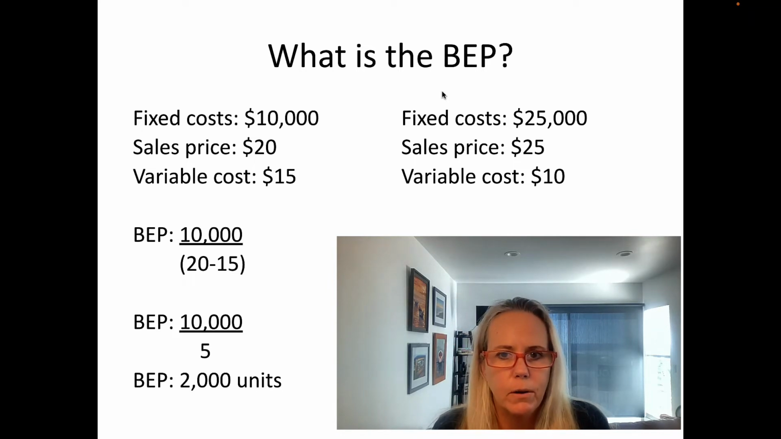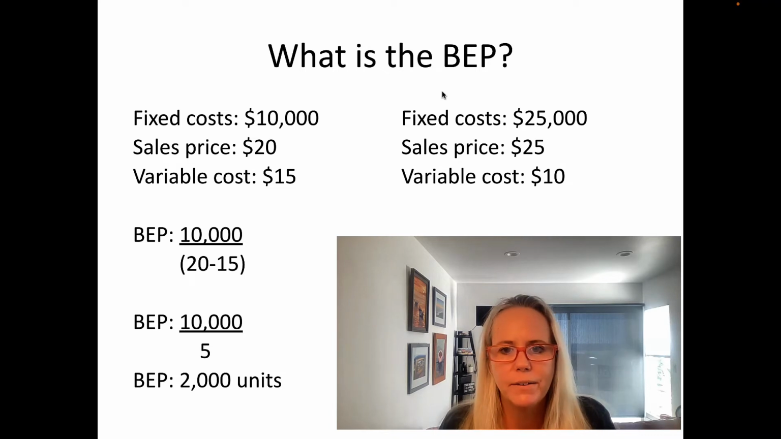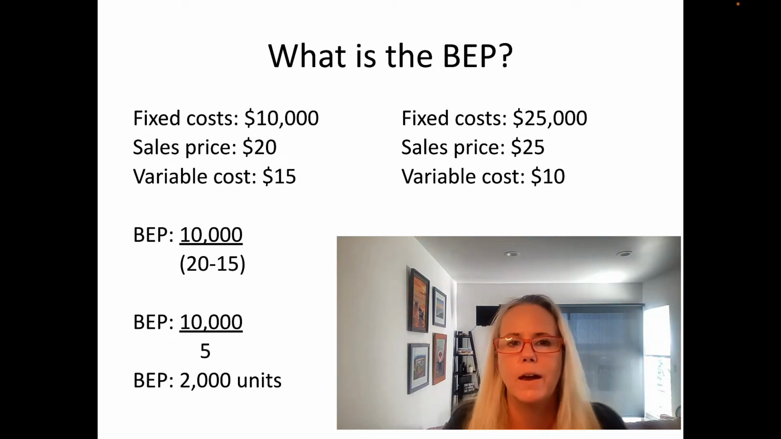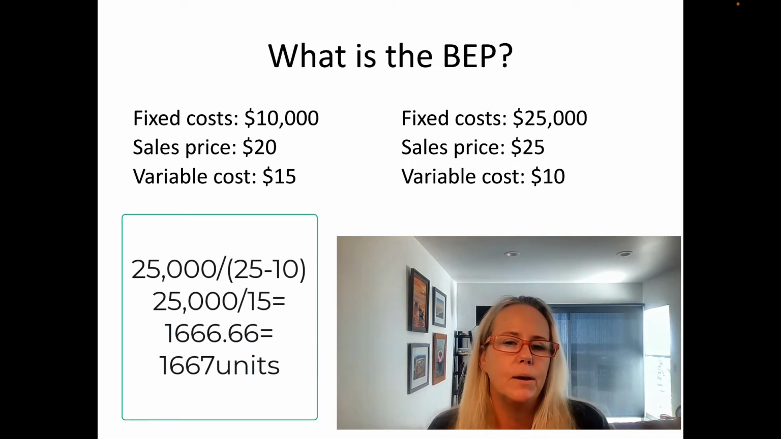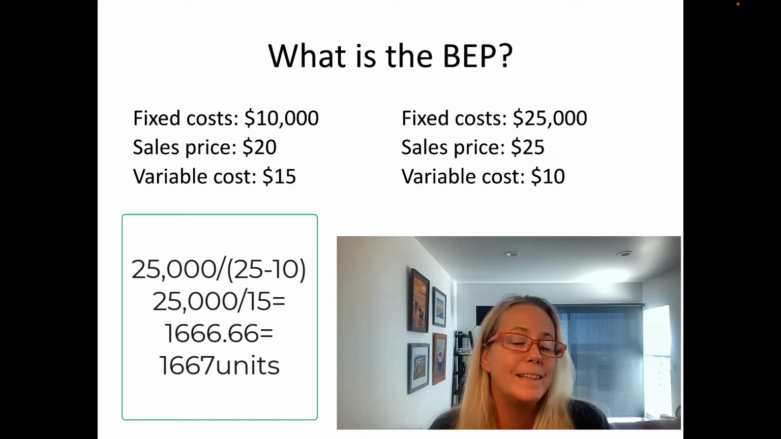One for you to do on your own. You've got fixed costs of $25,000, sales price of $25, variable cost of $10. Take a minute. Okay, so this one is an interesting one because what you should have come up with is $1,666.67. With break-even point, if you get a decimal, you always round up because you cannot make 0.67 of a product. So if your answer is 1666.67, it's actually 1667.